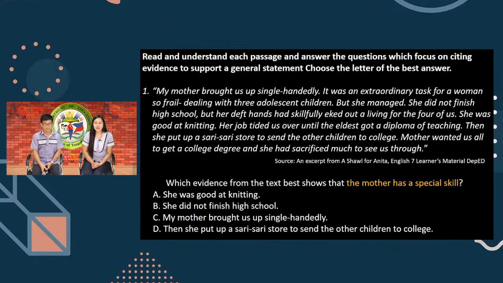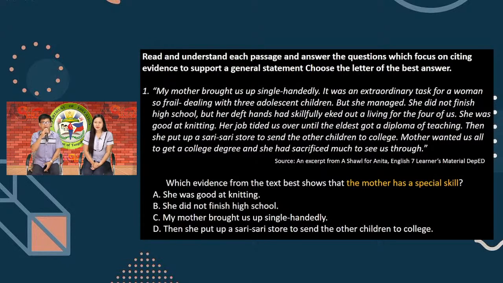Alright, so the special skill that we are referring to is that, and the correct answer is letter A. She was good at knitting. So this is a specific skill that the mother used in order to raise her children single-handedly. When we say single-handedly, that means she's a single mother, but she managed to send all her children to school. Okay, so we have here number 2, Sir Jade.